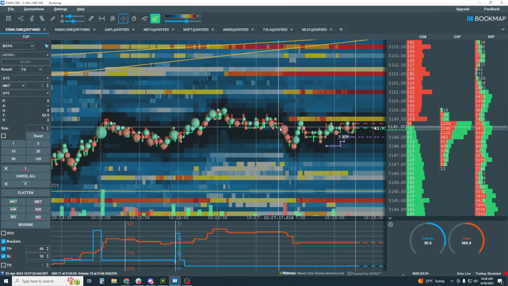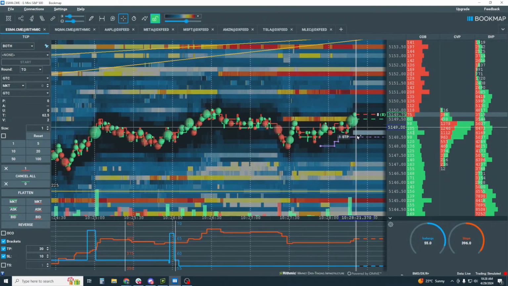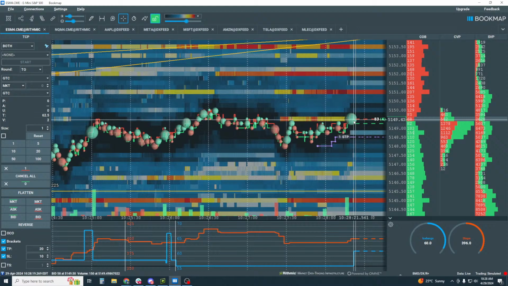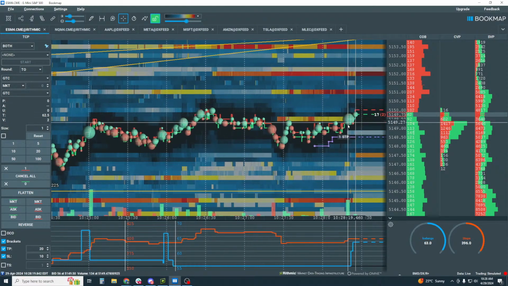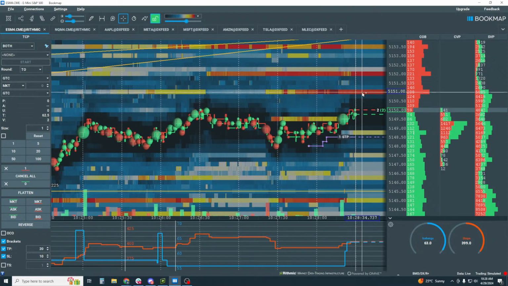Okay, we have high liquidity, some selling in here. Well, there we go. See how we stayed away from that? Because we don't know if the buyers are going to come in like this, and if they are, it's actually a move back to 51.50 here.